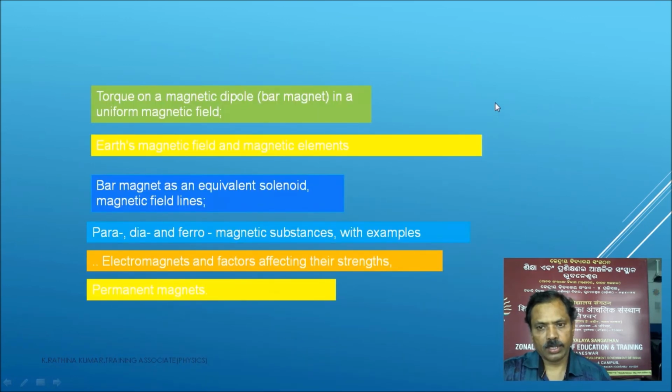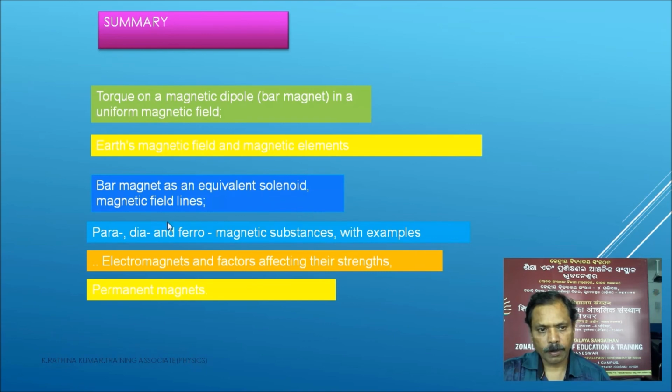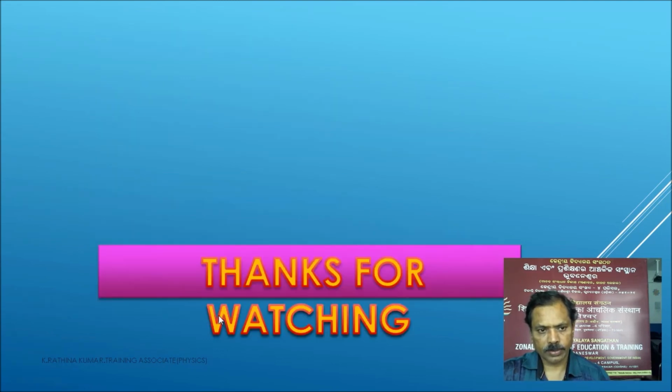Next, we can conclude with a summary of what we have learned: torque on a bar magnet, magnetic dipole in a uniform magnetic field, earth's magnetic field, bar magnet as an equivalent solenoid, magnetic field lines, dia, para and ferromagnetic substances with examples, electromagnets and factors affecting their strength, and permanent magnets.